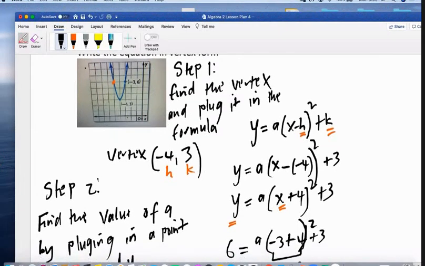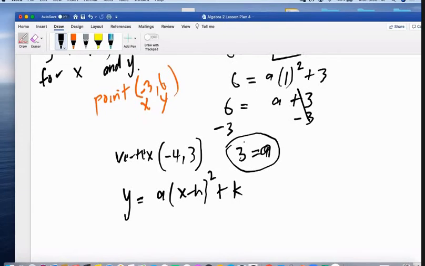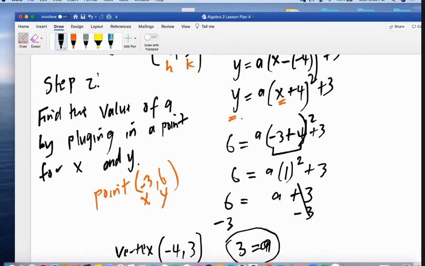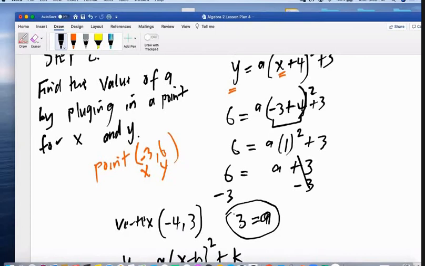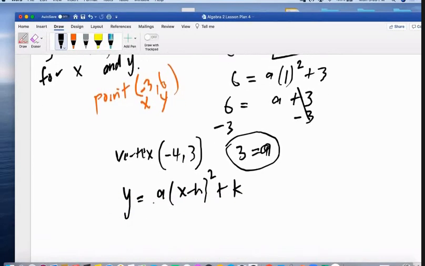Whenever you write an equation in vertex form, there are two things you need. You need the vertex and what? We need the vertex and the A. The A, thank you. So the vertex we already know, and we did all of this work right here to find A. Now that we have A and the vertex, we can write the equation out.